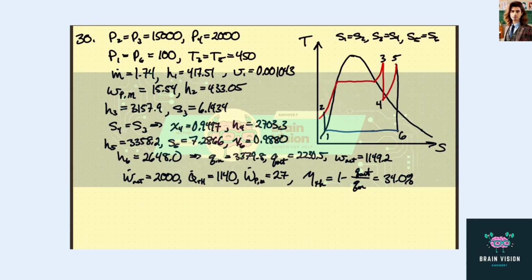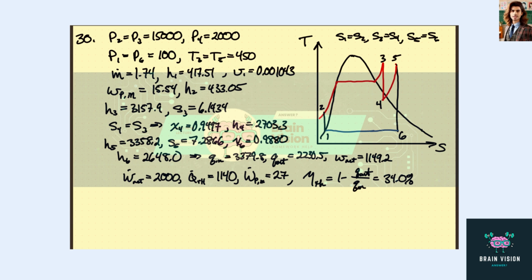We're told that the temperature at the entrance of the high pressure and low pressure turbines is 450 degrees C. So we have the same temperature here and here, so 450 degrees C. Mass flow rate is 1.74 kilograms per second. And we want to determine the power used by the pump, the power produced by the cycle, the rate of heat transfer in the reheater, and the thermal efficiency. Okay, so we got a lot of work to go through here.